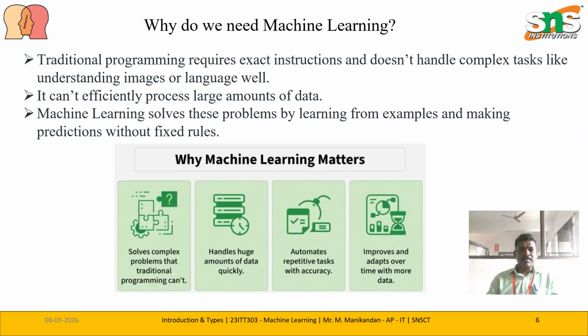So why do we need machine learning? Traditional programming requires extra instructions and does not handle complex tasks like understanding images or languages well. So I can effectively process large amounts of data using machine learning. It can solve these problems by learning from examples and making predictions.